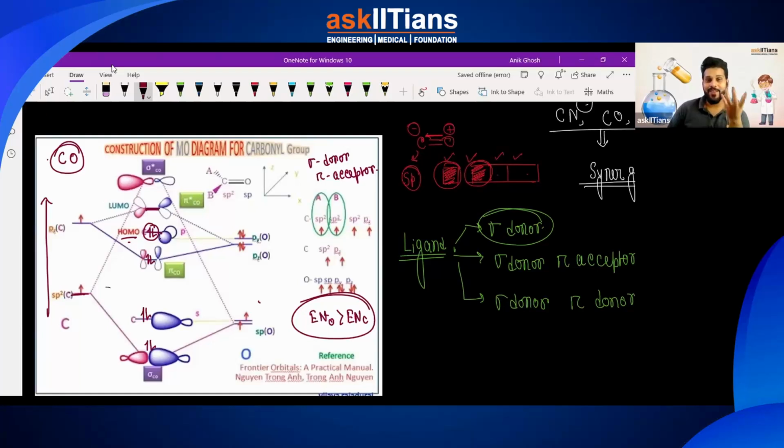Carbonyl system shows very special characteristics. This is the electron pair that they donate to the metal to make the sigma bond. And the metal, guys, it's a synergistic effect.